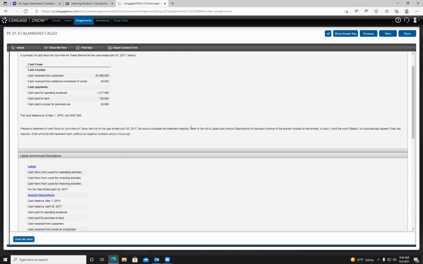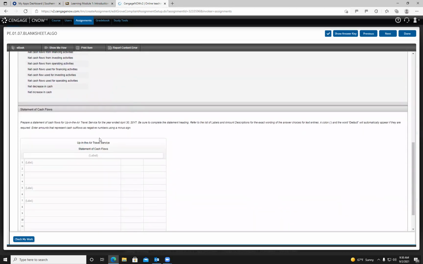All right, so it does give us some cash flows. It gives us all of our cash receipts, which are inflows of cash. And then it gives us all of our payments that we paid out of cash, which is our outflow of cash. So we just have to determine for each one of these if it was operating, investment, or financing.